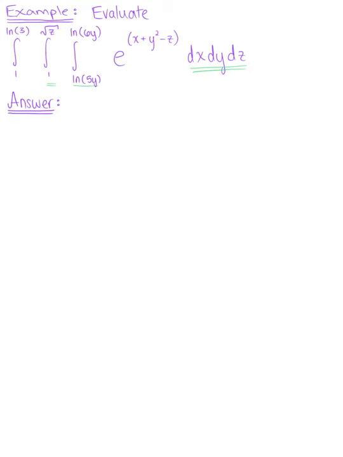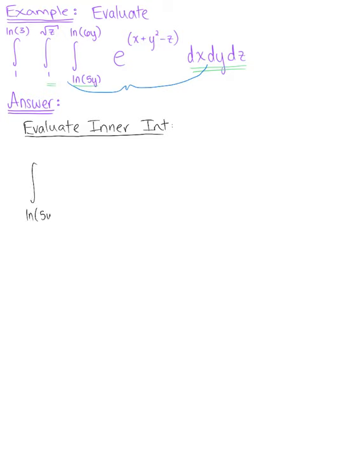We cannot separate this out into three individual pieces because the following integrals depend on the previous integral's evaluation. So to get started, we want to evaluate the inner integral, which here is dx. We want to pull out and evaluate the inner integral. This is the integral from the natural log of 5y to the natural log of 6y of the natural exponential raised to the x plus y squared minus z dx.